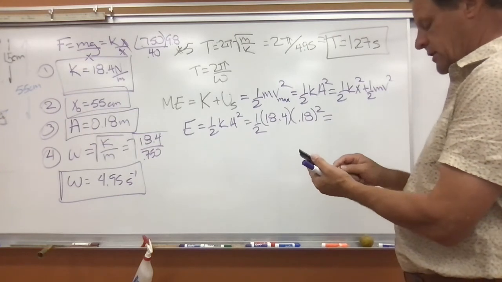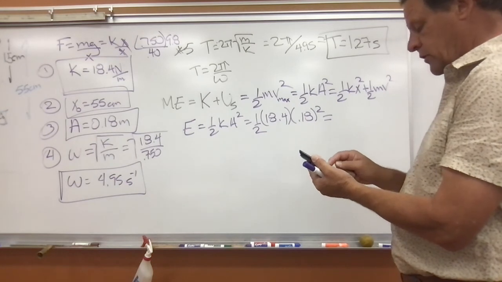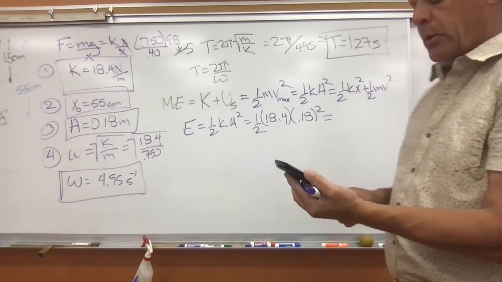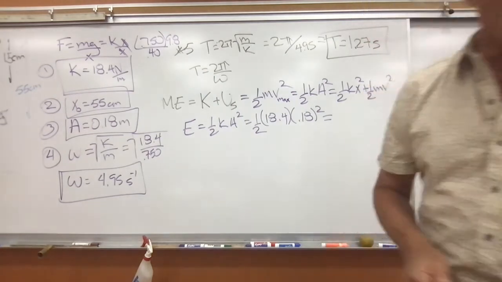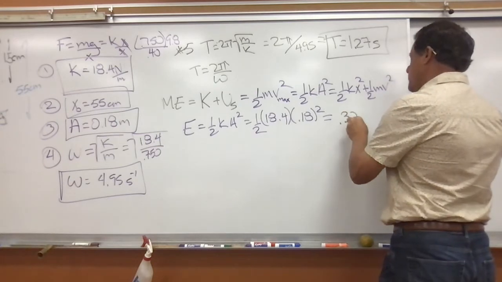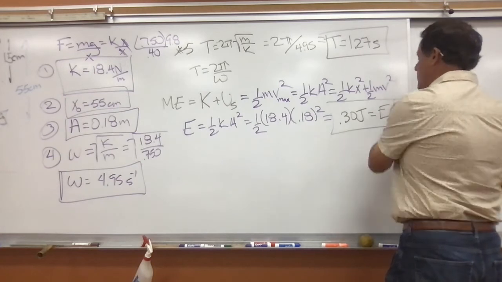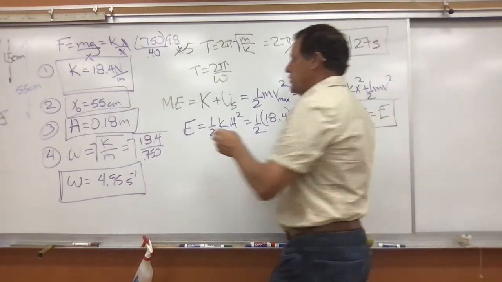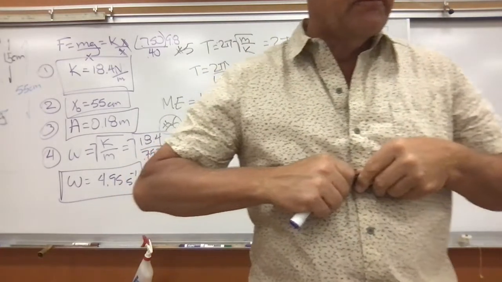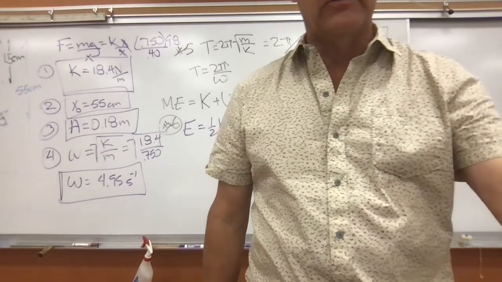So 18.4 divided by 2 times 0.18 squared. And that is going to give us 0.298. We're going to call that 0.30. Okay, so the energy is 0.30 joules. That's equal to the overall energy, which is question number 6.